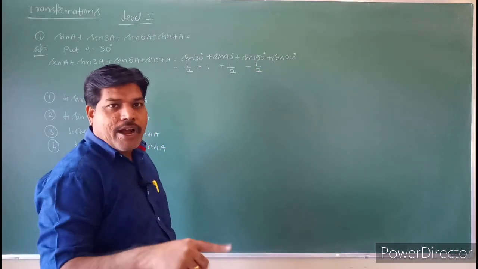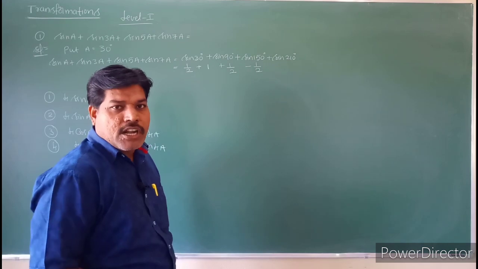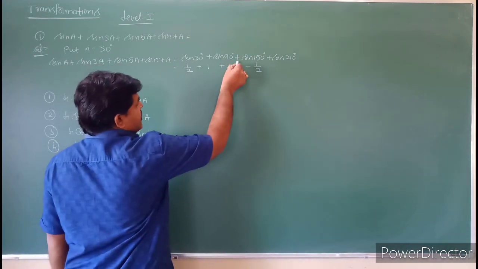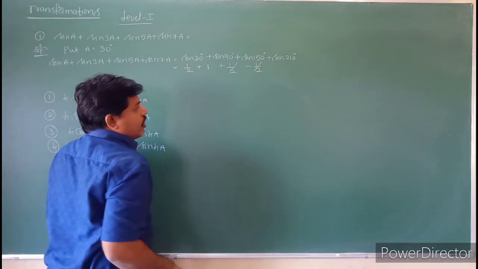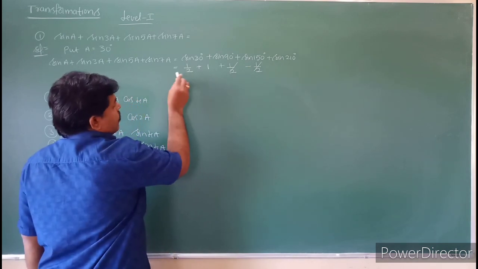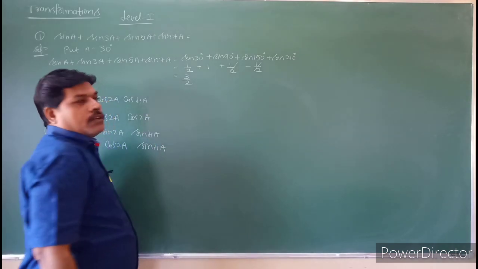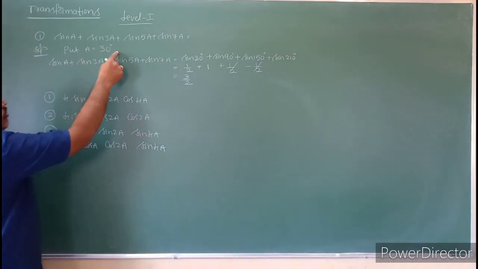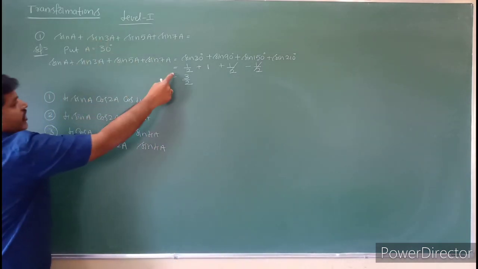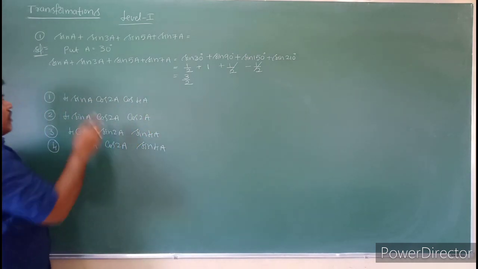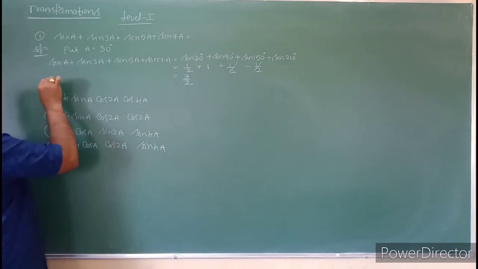I understand that. So which terms will cancel? 1 by 2 and minus 1 by 2 will be cancelled. 1 plus 1 by 2 will become 3 by 2. So if you take A is equal to 30, this value will become 3 by 2. So what we have to verify? By verification.